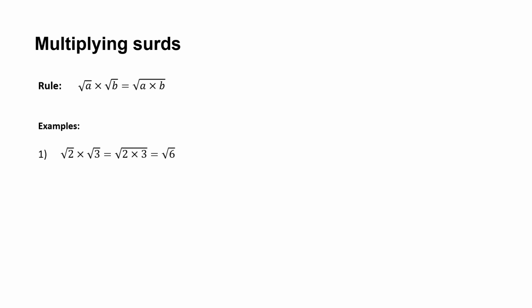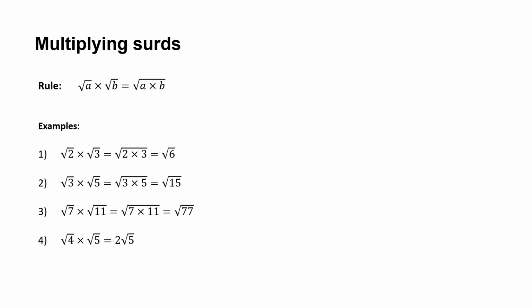So root 2 times root 3 would be root 2 times 3, which would be root 6. Root 3 times root 5 would be root 3 times 5, which is root 15. Root 7 times root 11 would be root 7 times 11, which is root 77. Or root 4 times root 5, which would actually be root 20, but we can make a simplification here because root 4 is just 2. So this would be 2 root 5.